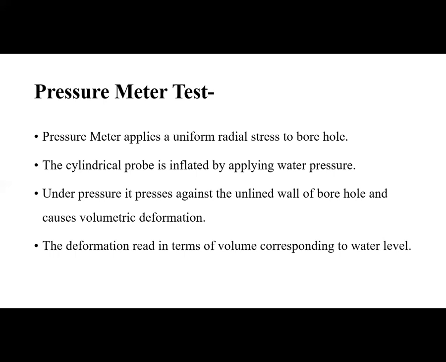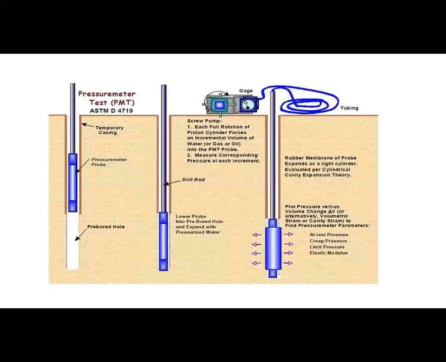If it provides too much deformation, it shows that the soil strata is hard. The deformation of the borehole is read in terms of a volume corresponding to the fall in the water level of the reservoir. The readings are plotted. So the deformation is read in terms of volume corresponding to the water level: how much water goes into the probe, and how much deformation it's showing. This is the main data which we get from it.